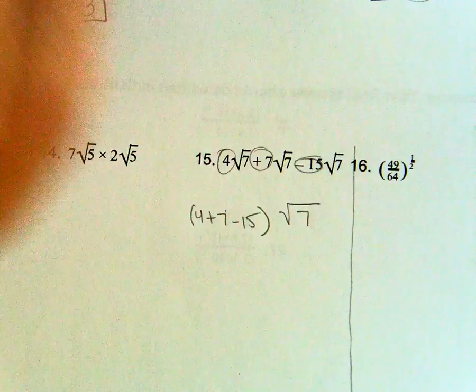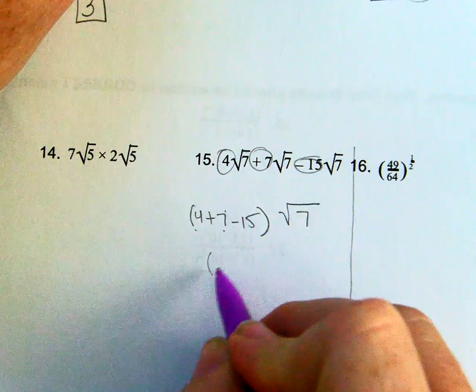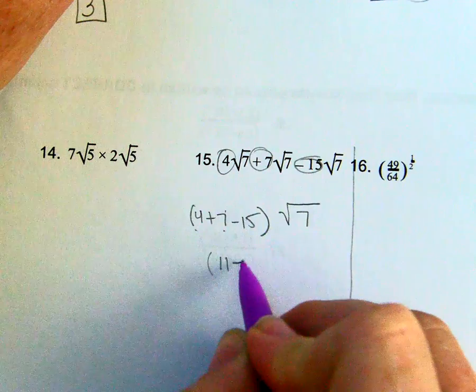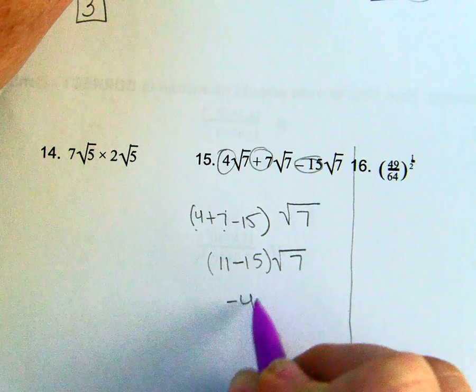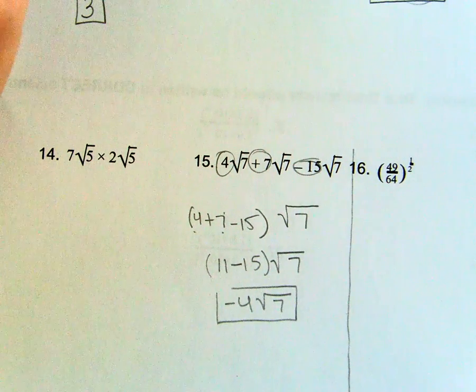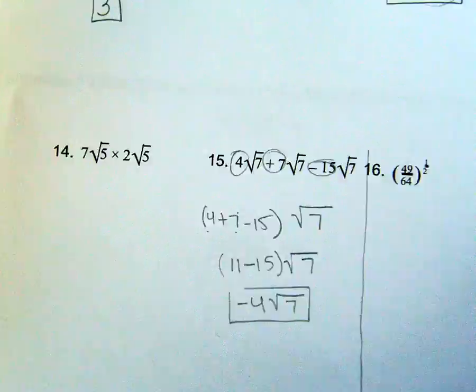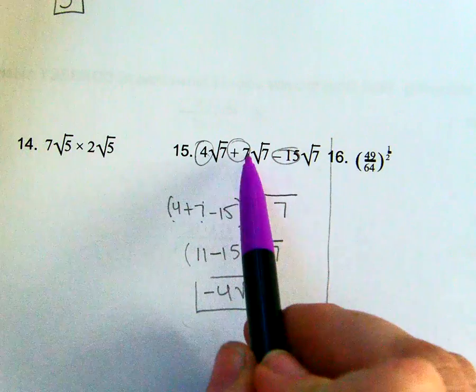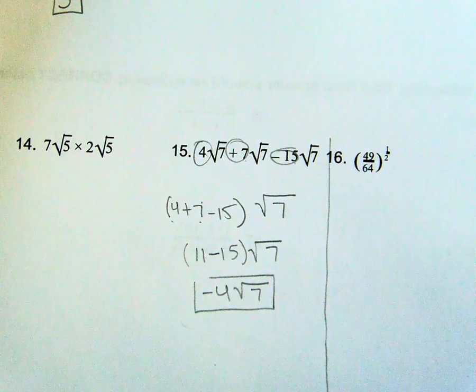Okay, so just add up all the coefficients. So 4 plus 7 is 11 minus 15. And 11 minus 15 is negative 4 square roots of 7. Okay, so just write into the coefficients. 4 plus 7 is 11. 11 minus 15 is negative 4.